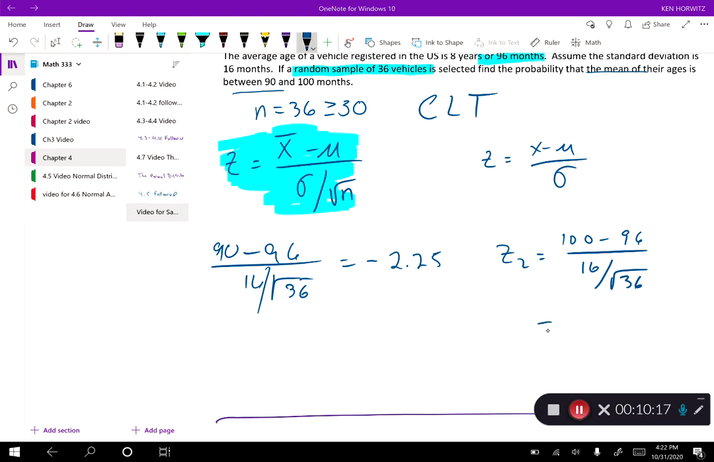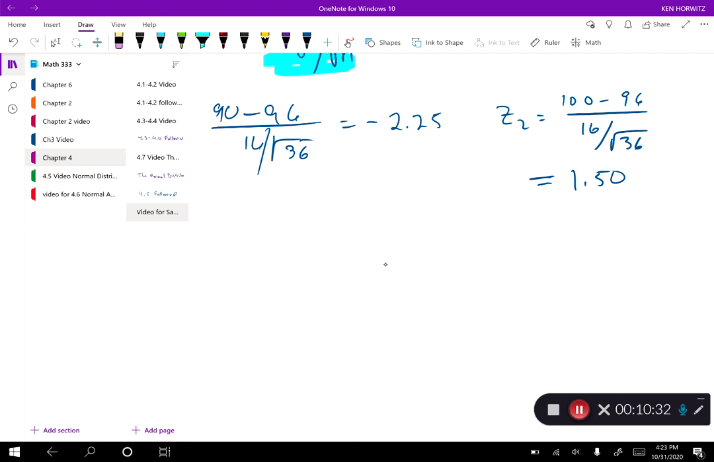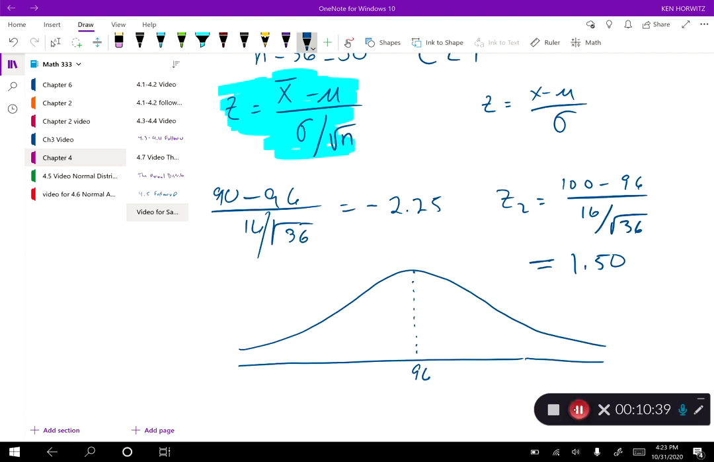Okay, hopefully you paused the video to see what the z-score is. I got a z-score of 1.50. All right, so let's start making your picture. So there's your average, 96. Just estimate, put 100s on this side, 90s on this side, and we're looking for how much is between 90 and 100. All right, so I got negative 2.25 as one z and 1.50 as the other z. Why don't you go to the chart, get your areas, and we'll talk about the answer on the back end.